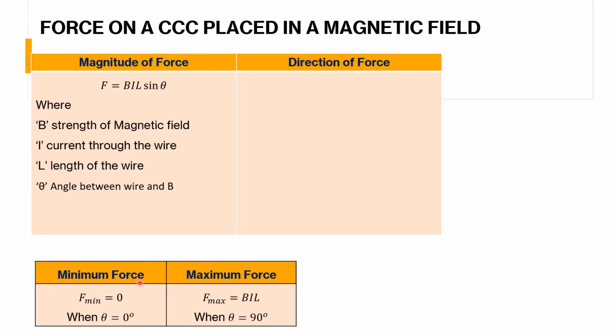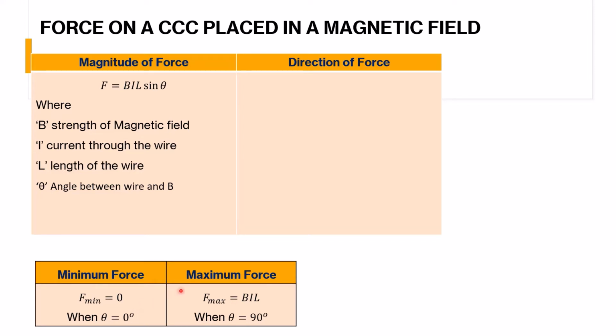We get the minimum force when theta is 0 degree. It means the conductor is placed parallel to the magnetic field. So when the conductor is placed parallel to the magnetic field, then there is no force on the conductor.